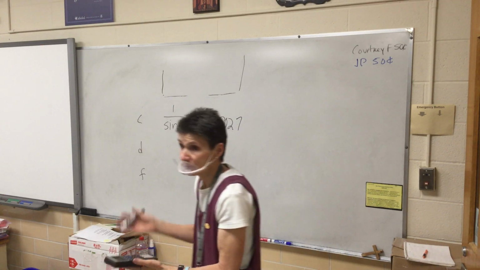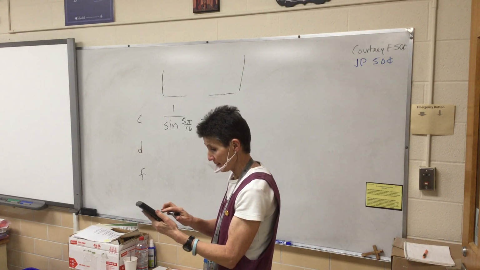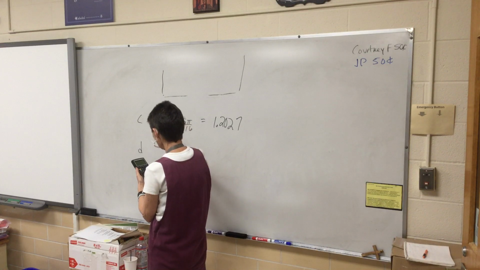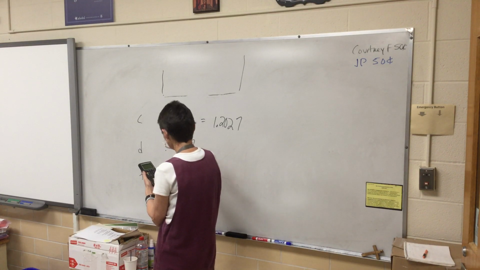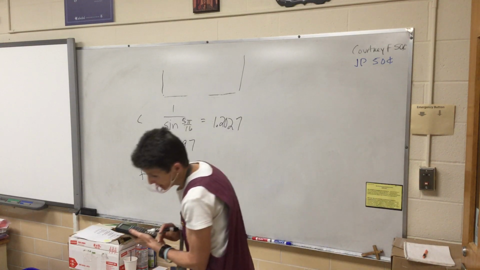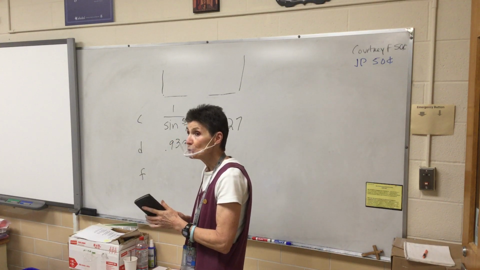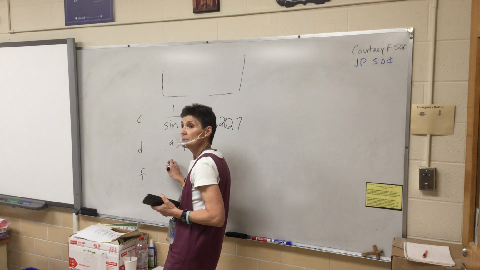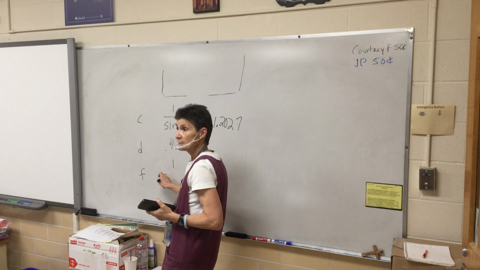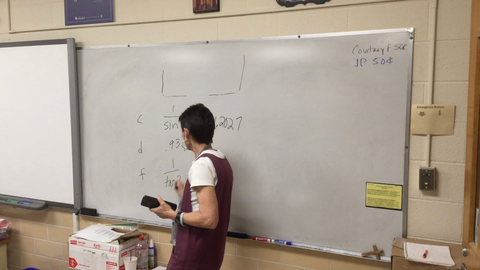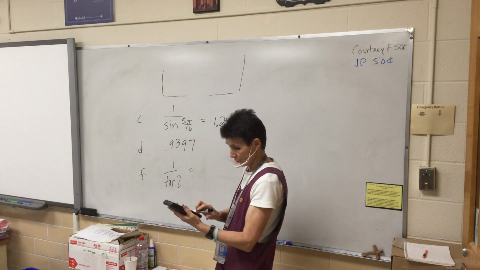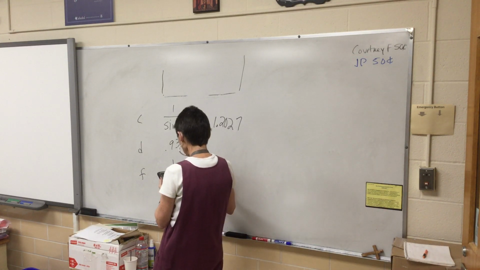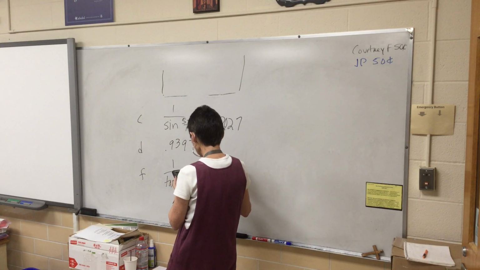D, cosine pi over 9. Nothing fancy there. Cosine pi divided by 9. That's 0.9397. Cotangent 2. How am I going to put cotangent into my calculator? 1 divided by tangent. Yep. And that's not 2 pi, that's just the number 2. So 1 divided by tangent 2, and that's negative 0.4577.